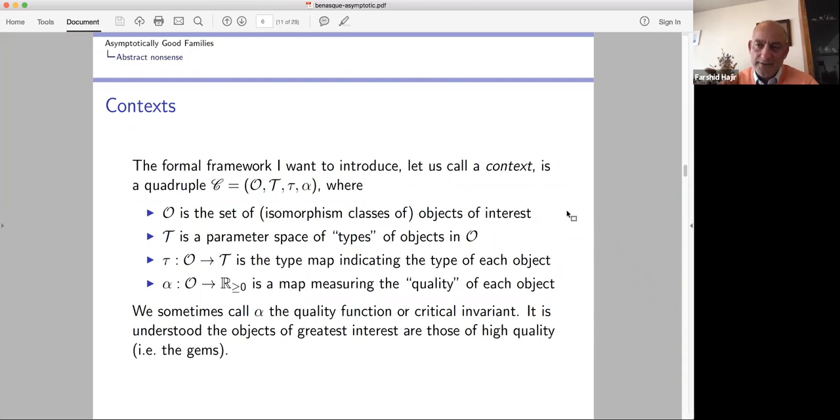And alpha is the critical function here. It measures the quality of each object. And of course, I use the word quality to indicate that the higher alpha is, the better the object is, the more valuable and the more rare and harder to find. So something that I was calling a gem would have a higher quality. And by the way, in the case of codes, it's much better not to have the quality be one variable taking one value, but to have it take values inside the unit square, [0,1] cross [0,1], because you can map it to both the minimal distance and also the rate of the code, the relative distance.